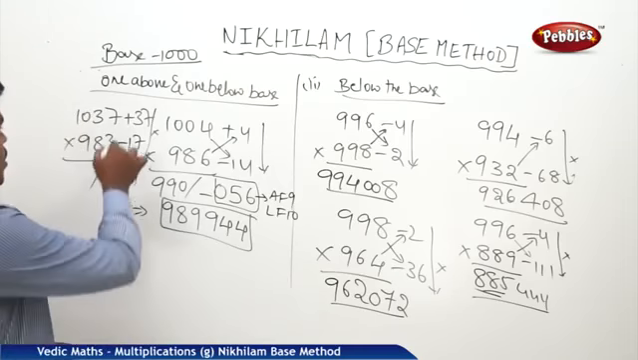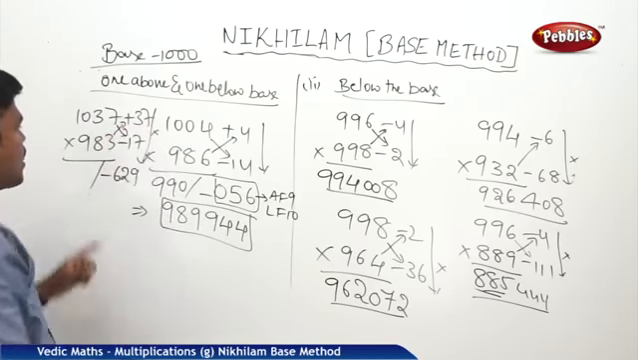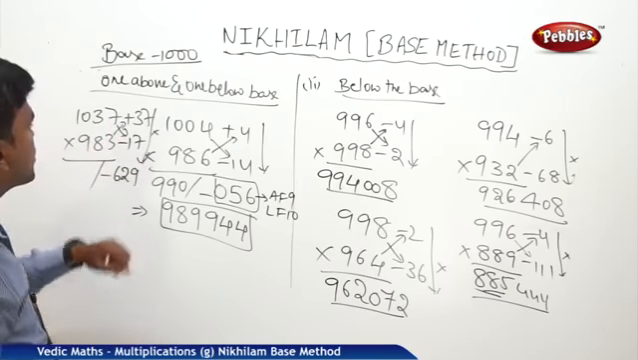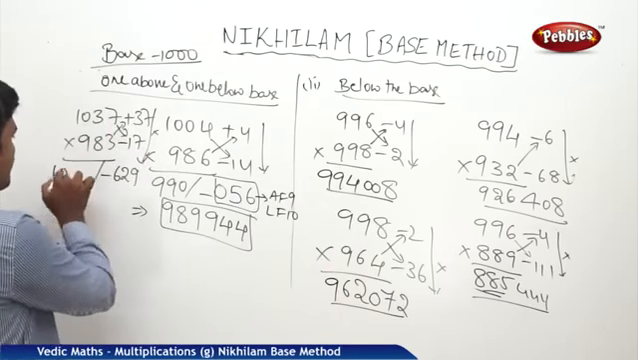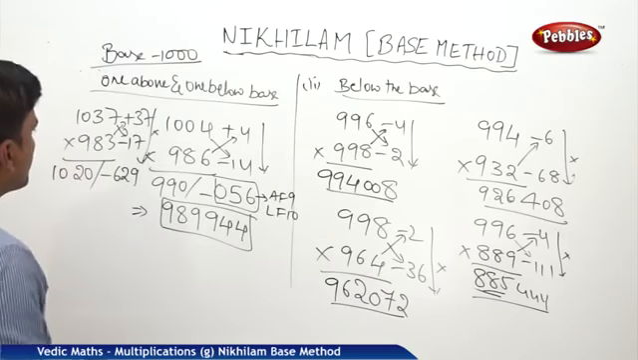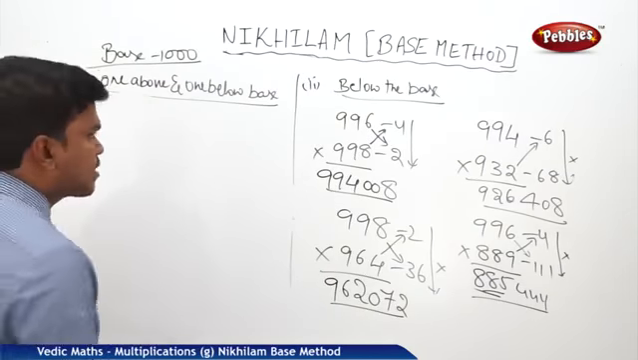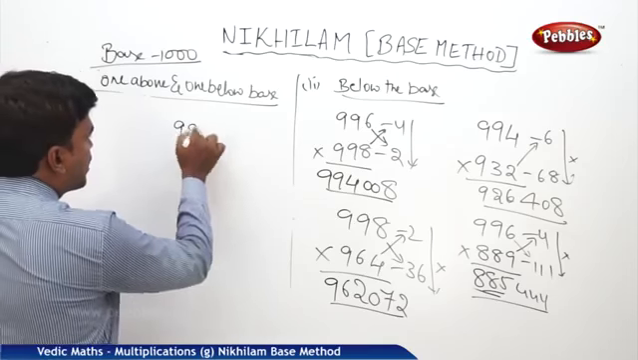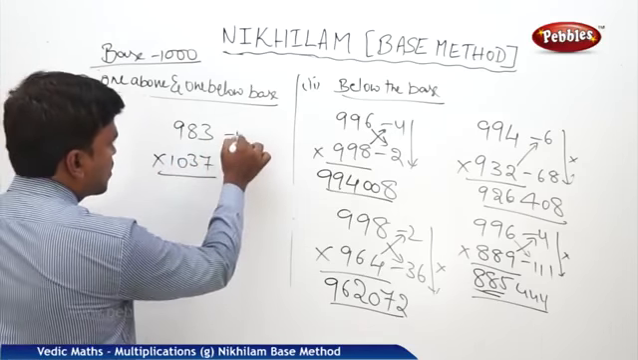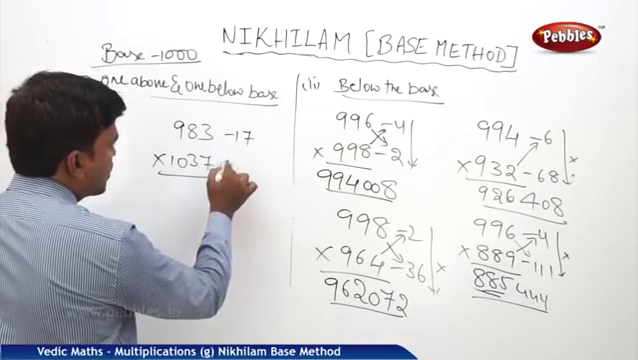Anyhow, next is cross addition or cross subtraction: 983 plus 37 or 1037 minus 17. So it is 1020. Yes or no? So 1020. Now we'll see one more example in this case. That is 983 into 1037. So it is minus 17. Here it is plus 37.